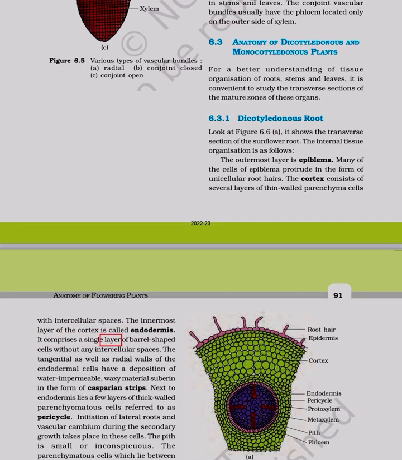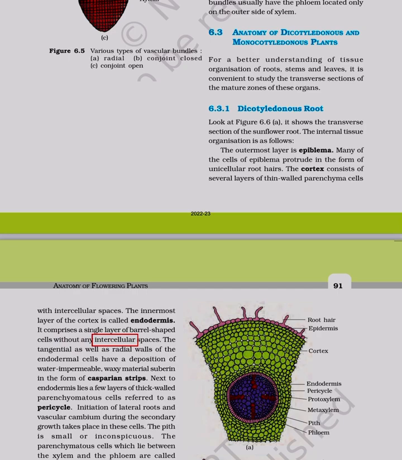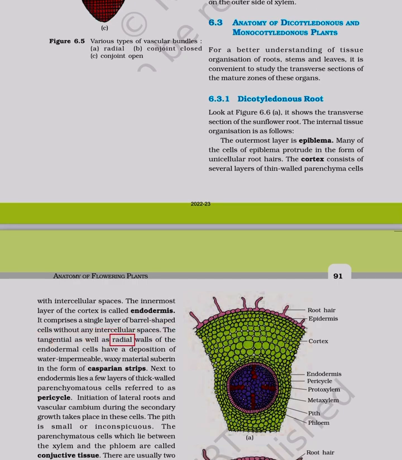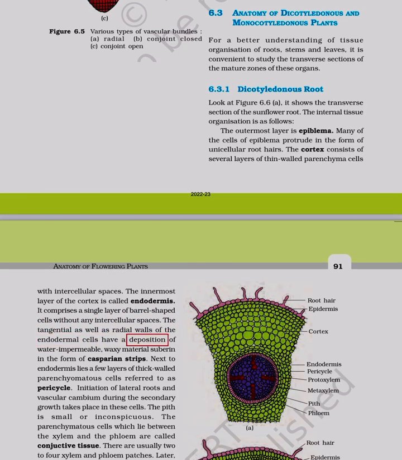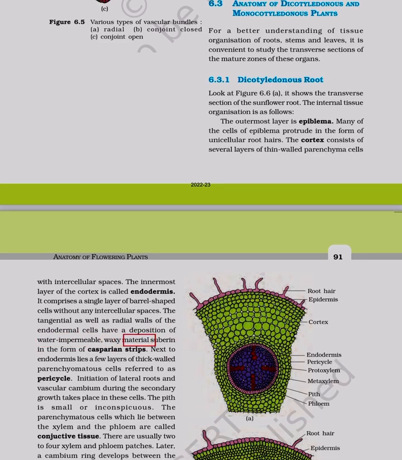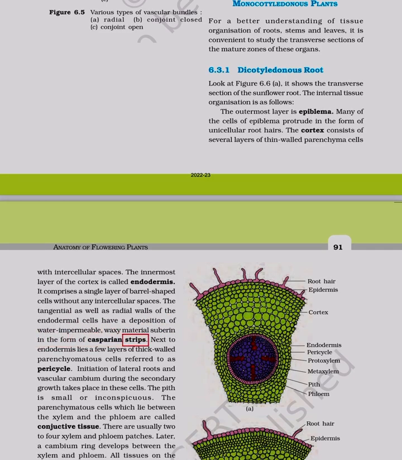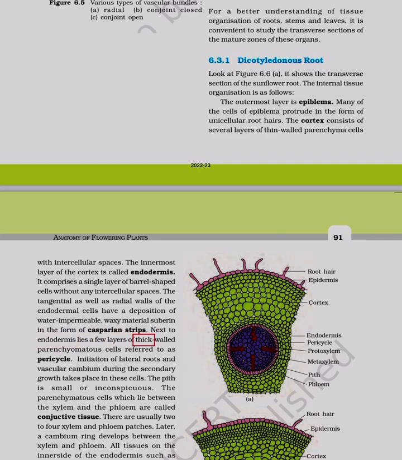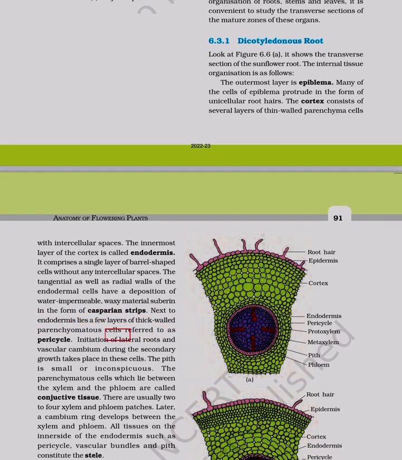It comprises a single layer of barrel-shaped cells without any intercellular spaces. The tangential as well as radial walls of the endodermal cells have a deposition of water-impermeable, waxy material suberin in the form of Casparian strips. Next to endodermis lies a few layers of thick-walled parenchymatous cells referred to as pericycle.